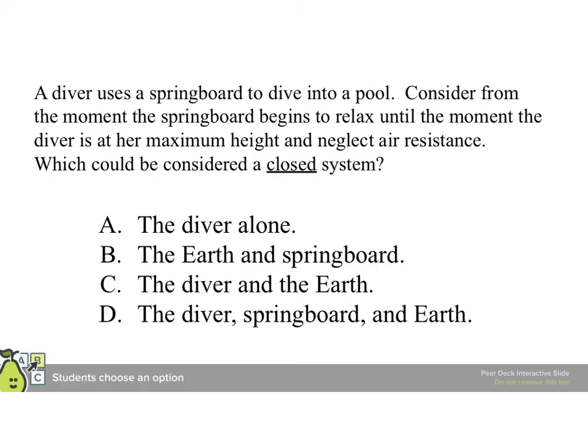Example. A diver uses a springboard to dive into a pool. Consider the moment the springboard begins to relax until the moment the diver is at her maximum height, and neglect air resistance. Which of the following would be considered a closed system?